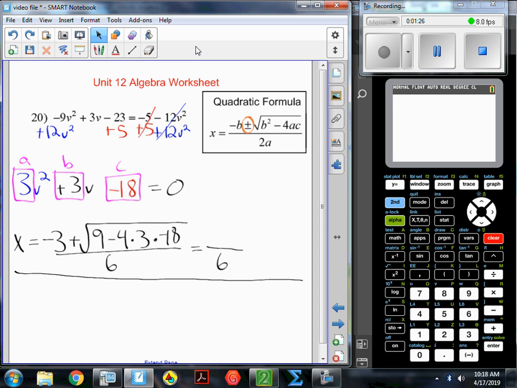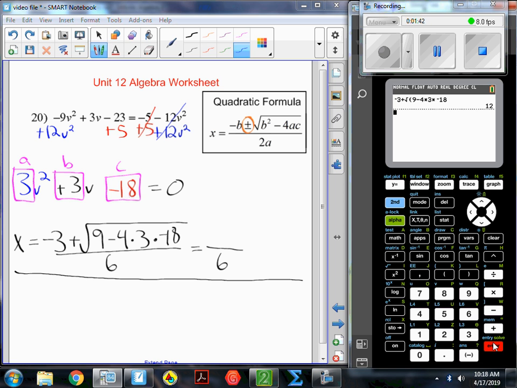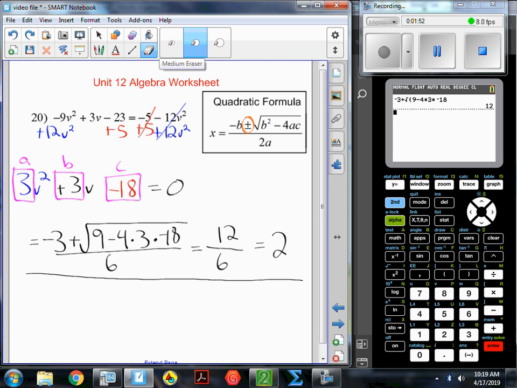Going over to my calculator, negative 3 plus the square root of the b squared value, 9, minus 4 times the a value, 3, times the c value, negative 18, gives me 12. 12 divided by 6 is 2. So that's one solution. X equals 2, or in this case, v equals 2.